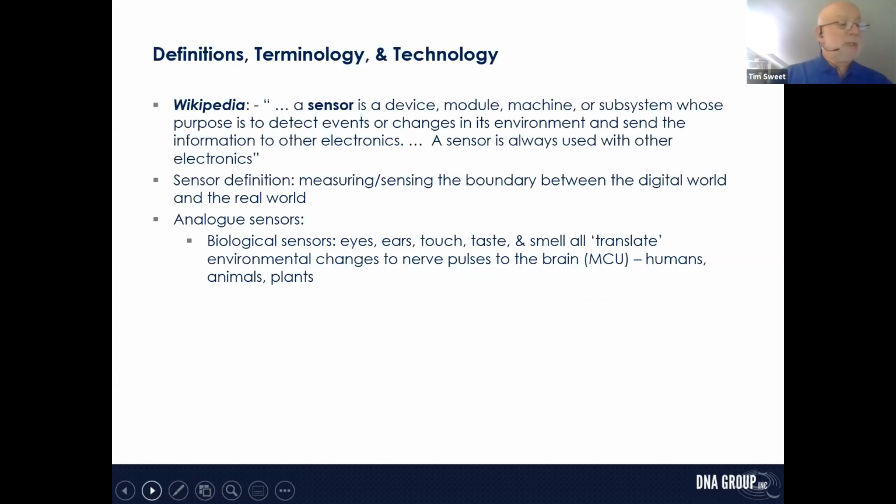Wikipedia, anybody who knows me, is my go-to source for a lot of technical information. But this little definition struck me as a little misleading. I'll let you read it. So that final phrase in the first paragraph, which says a sensor is always used with other electronics, just seems to be too narrow and a qualifier that does not need to be there.